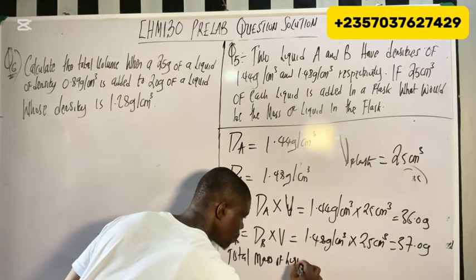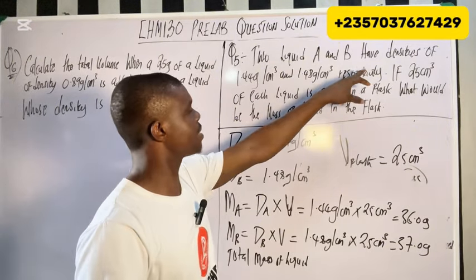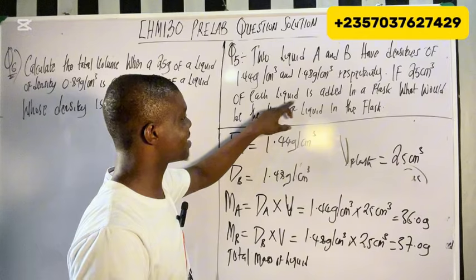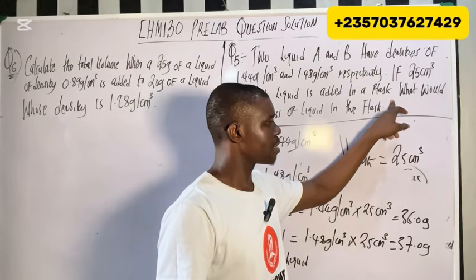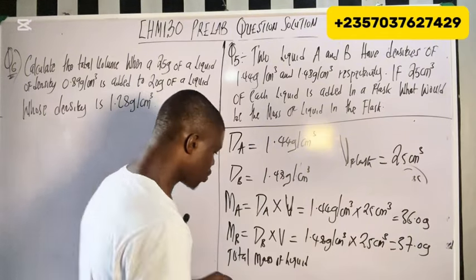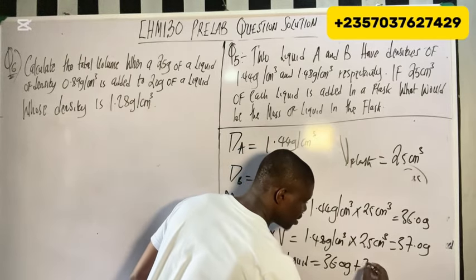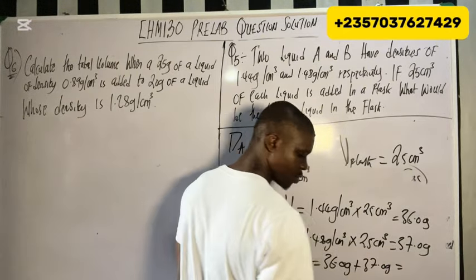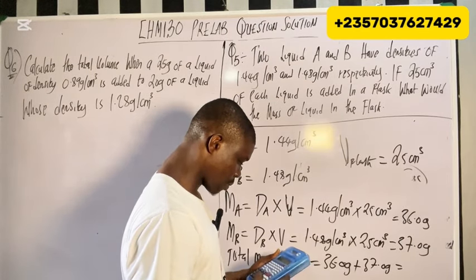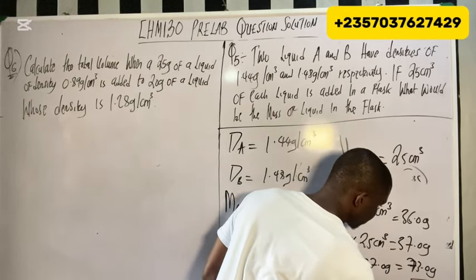of liquid. Remember, two of them are added. If you check it very well, two liquids A and B have density of this and this respectively. If 25 cm cube of each liquid is added in a flask, what would be the mass of the liquid in that flask? So yeah, you want to add them together. It's going to be 36.0 gram plus 37.0 gram. So 36 plus 37, you have 73.0 gram. Okay. That is the answer.